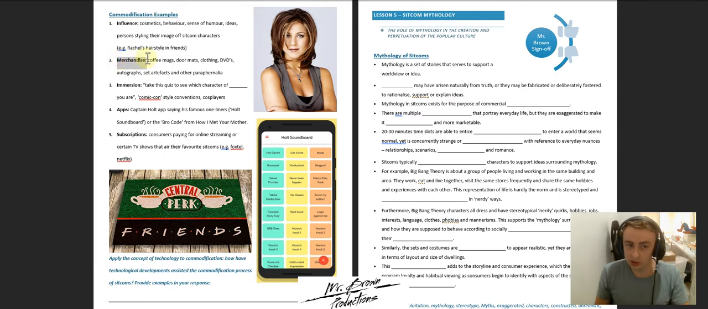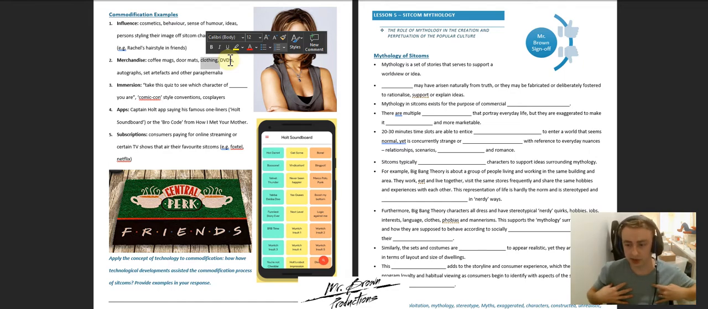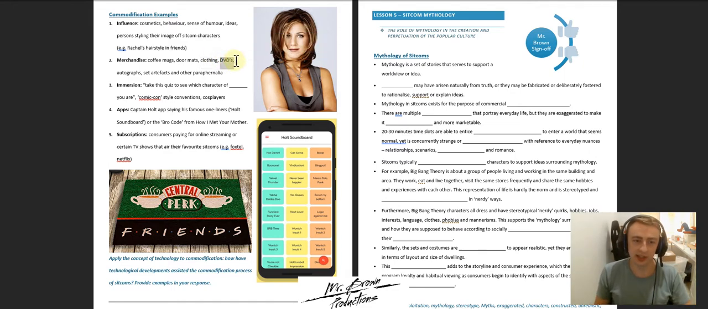It can also be merchandise, which are physical products. This one's easy to distinguish. You've got things like coffee mugs, doormats, as we can see there are Friends doormats, and clothing. A lot of people have shirts that have a sitcom quote on it. You've got DVDs, CDs, autographs, set artifacts. If you're a real big nerd, I guess, you might buy Sheldon's shirts that he wore, for example. But you've got other paraphernalia there as well.